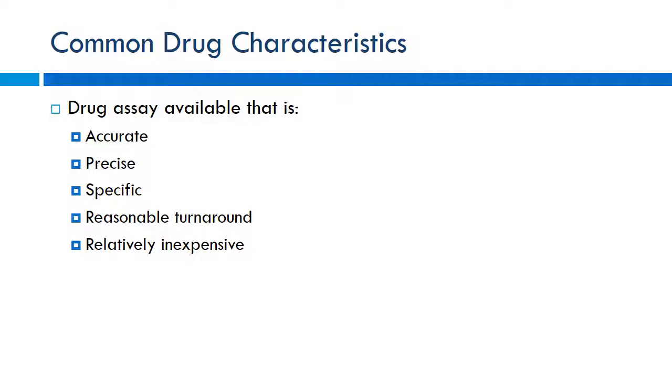Another good example is cyanide. If you suspect cyanide poisoning, those levels take several days to come back. Again, my patient will either be dead or alive at that point. So you need some kind of reasonable turnaround time. And hopefully it will be relatively inexpensive. You're going to find that things that are send-outs, or things you cannot do in-house, tend to be a little bit more expensive.